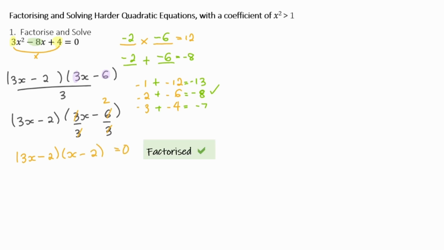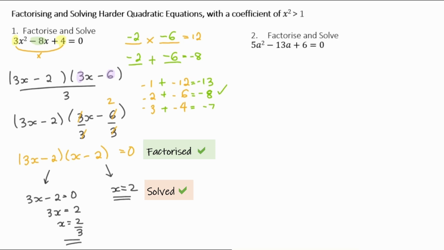If we then want to solve this equation, we are going to equate each bracket to 0. So if 3x minus 2 is equal to 0, we would have to add 2 on each side, which would make 3x equal to 2. And divide by 3 to get x is equal to 2 over 3. For the second bracket, if x minus 2 is equal to 0, that means x would have to be equal to 2. And these are the two solutions for number 1.